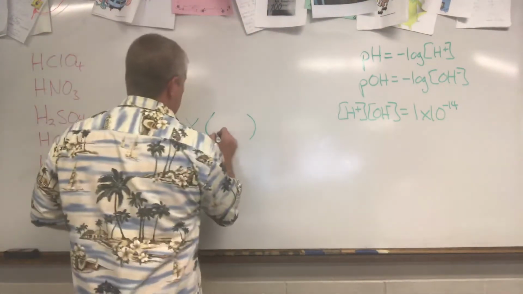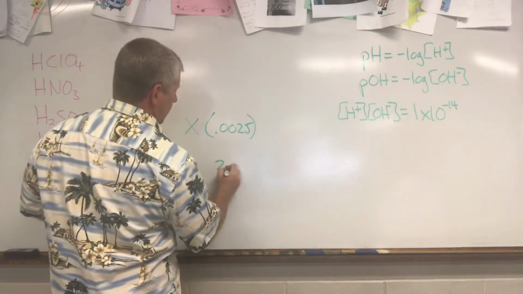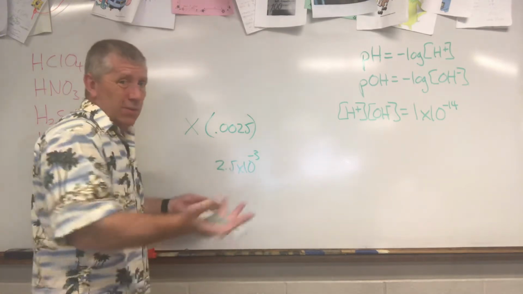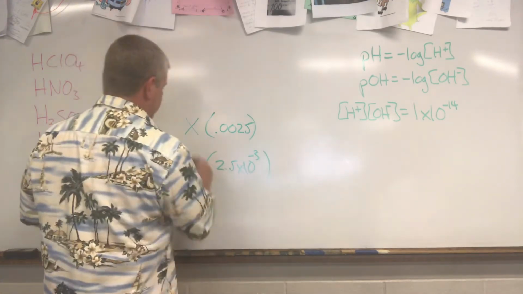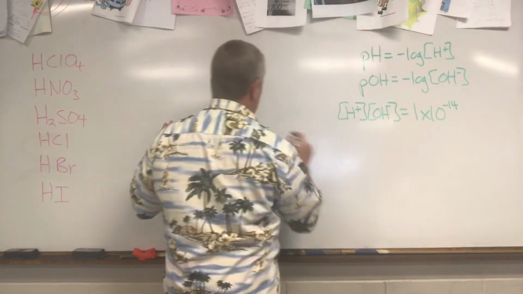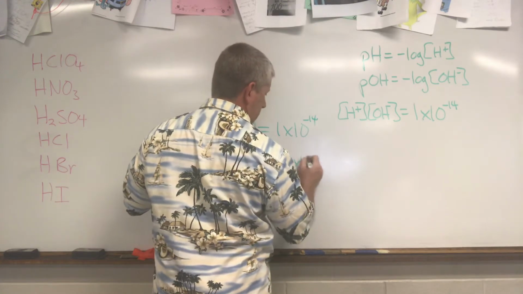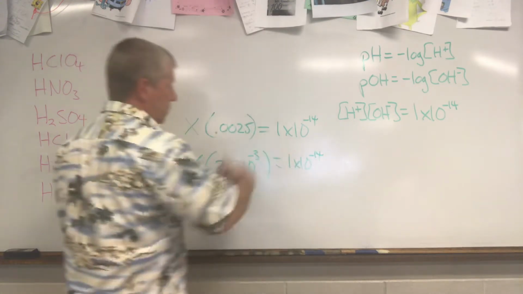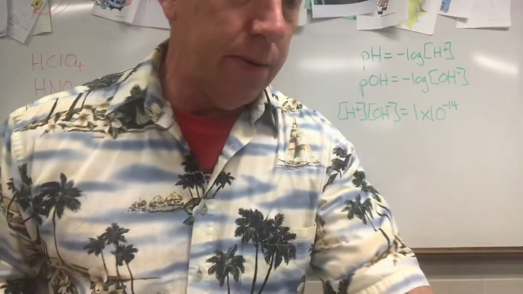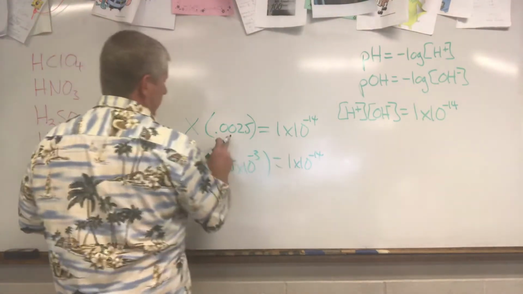0.0025. Now that's 2.5 times 10 to the negative third, and you can go ahead and put it in like that. Either way, it doesn't matter. It's the same thing. These two together have to equal 1 times 10 to the negative 14. Okay, so do the math, and we have the answer to this question. It's not hard. We just have to know how to use the equation. So take this, divide it by that, and we'll get X.